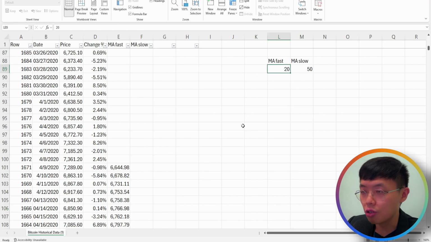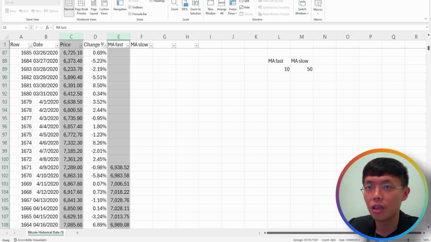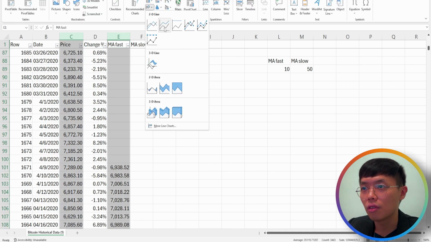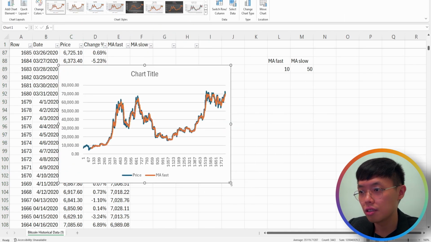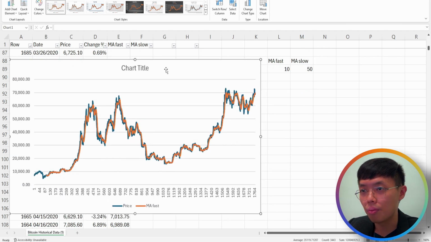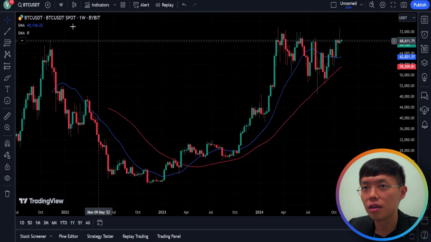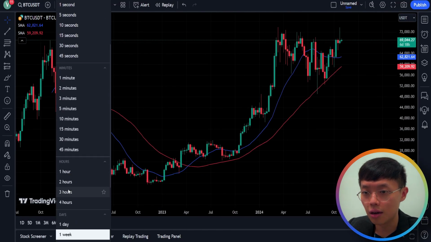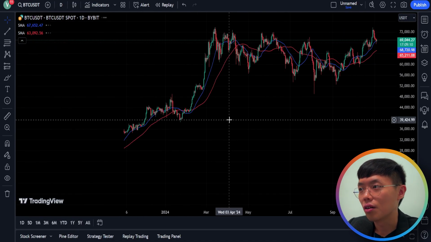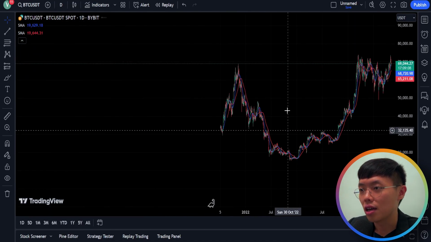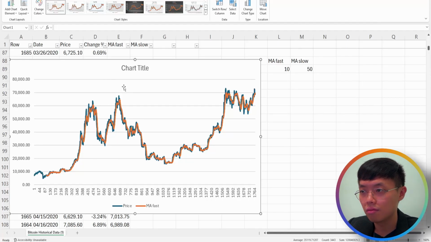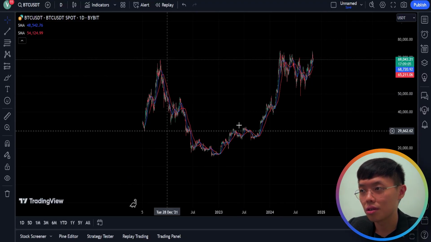So if I were to change it to 10, you see that? It keeps on changing. And we can actually plot out the graph. Okay, I'm gonna insert a line chart right here. As you can see, this is the Bitcoin price. If you go to TradingView right here, I'm gonna go to daily since I'm at the daily time frame. Okay, the price is exactly the same. Over here as well, it's the same as here.